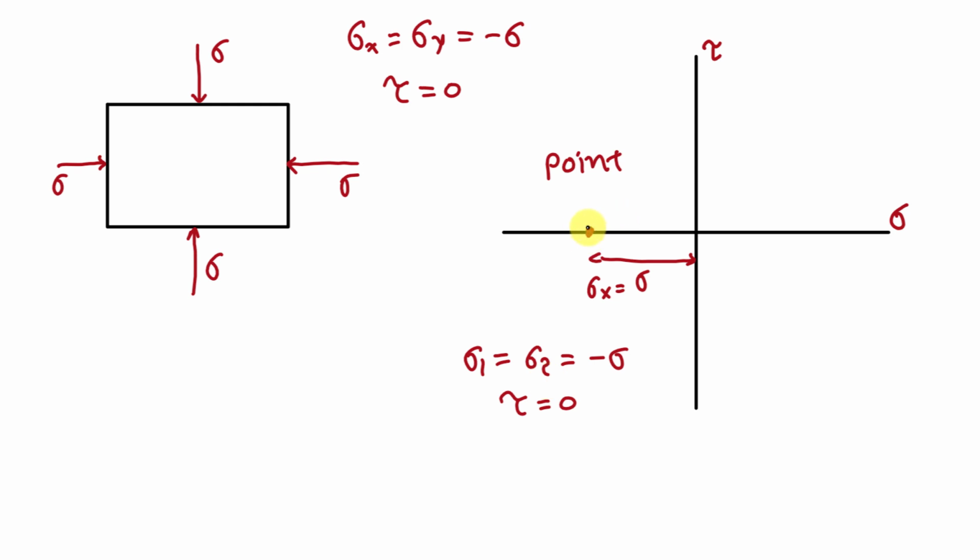Here we get this point as a Mohr circle, so we can say that in all directions of theta the value of stress is the same, that is sigma 1 is equal to sigma 2 is equal to minus sigma and tau is equal to 0. Meaning if you take any plane, it may be this plane or this plane or this plane, in all these planes the value of sigma will be minus sigma and the value of tau will be 0. Fine.